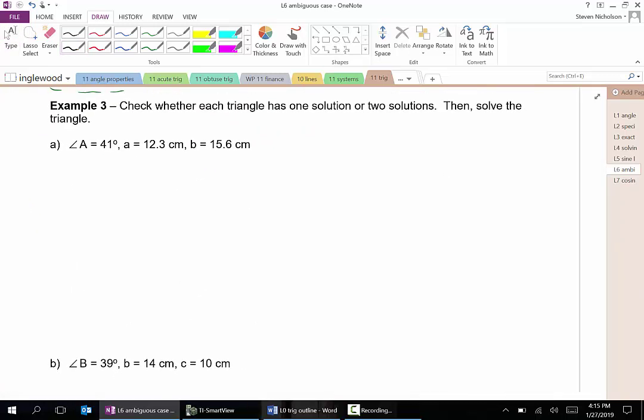Check whether each triangle has one solution or two solutions, then solve. So again, it's important that you figure out the height and then see if there are one solution or two solutions. And what you're going to see is you have to be careful. So let's quickly draw this picture. Here's my angle A. So again, my pictures all look the same. Here's my angle A, and here's B, and angle A is 41. And again, we're going to imagine the side over here is 12.3. We don't know exactly what it looks like, but I just want to illustrate the start of the line. And this one's 15.6. And all we're going to do is determine what the height would be of that triangle, and then make sure that we can have one or two solutions.